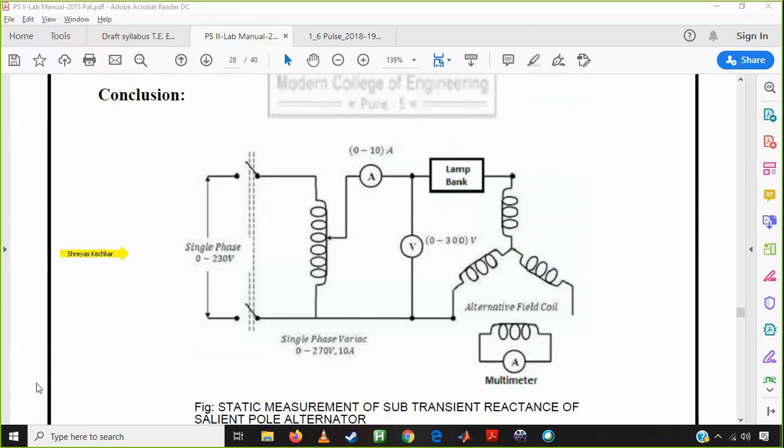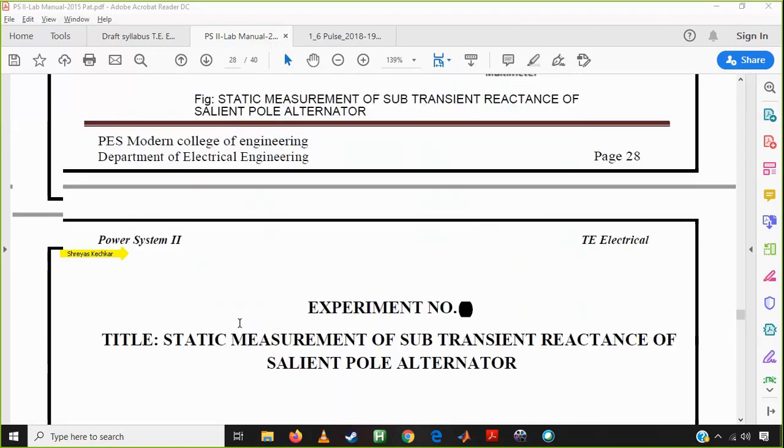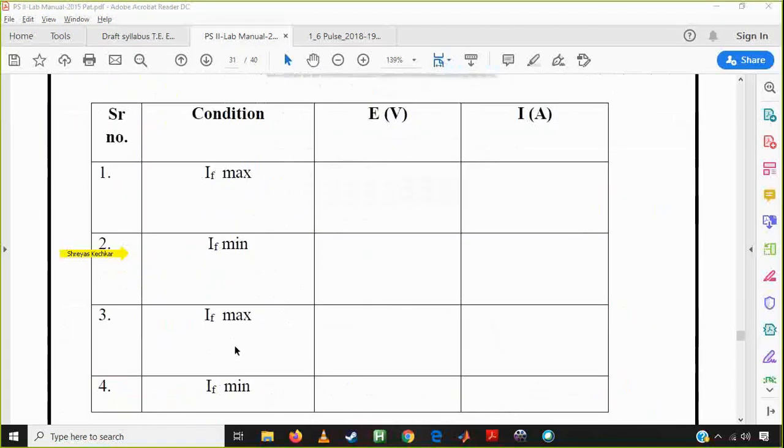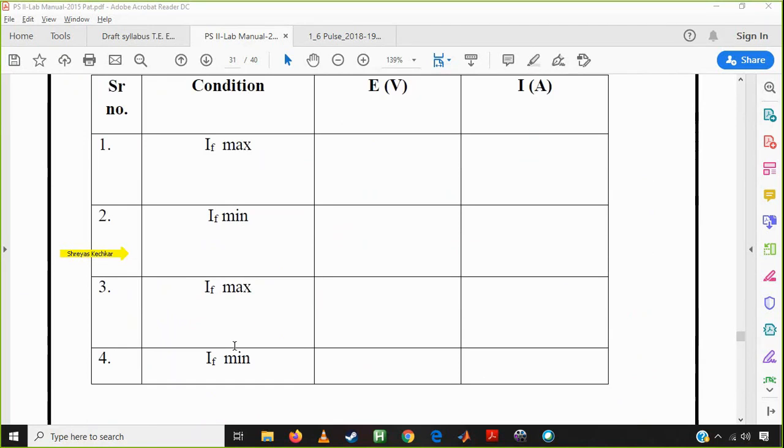Now we look at the observation table. Inside the observation table, we have the conditions: IF max, IF minimum, IF max, IF minimum. There is a voltage and there is a current. So this is the observation table.